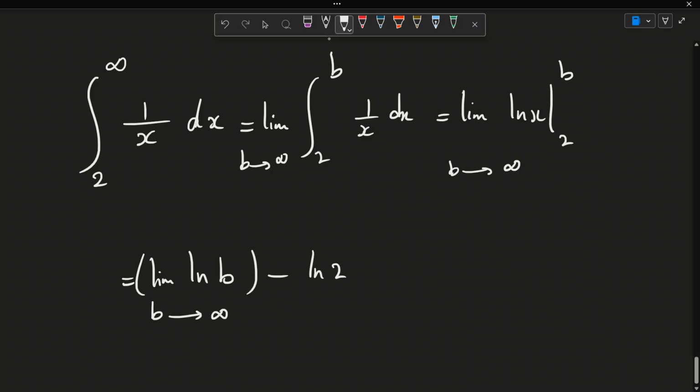So ln ln 2 is a constant, but this limit is infinity. So the limit approaches infinity, when this limit does not exist, or the integral is divergent. So the integral diverges to infinity. This one approaches infinity.